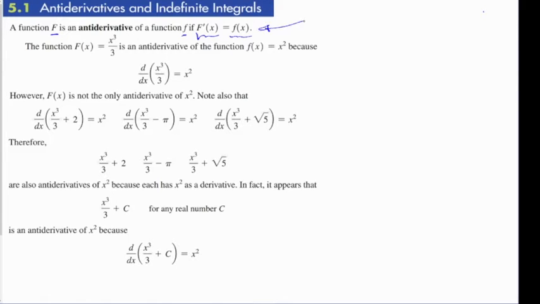So that's just our preliminary definition, saying that if we have a function whose derivative gives us our target function, then we call it the antiderivative. And that's meant to say we want to work backwards from the derivative.